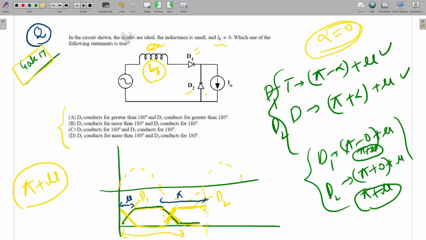If some data is given in the question, from there we will calculate the mu value. So the conduction angle of both the diodes will be pi plus mu. So option A is the correct option. D1 conducts for greater than 180 degrees and D2 will also conduct for greater than 180 degrees. So I'm moving to the next question.